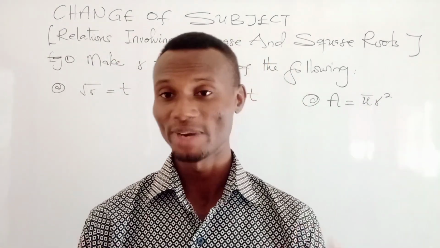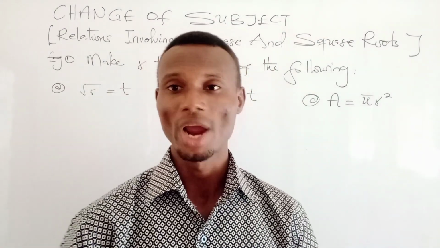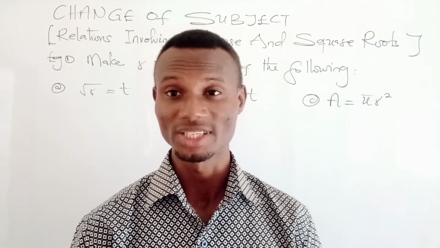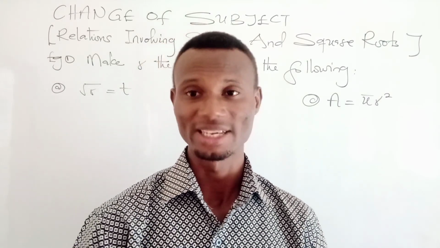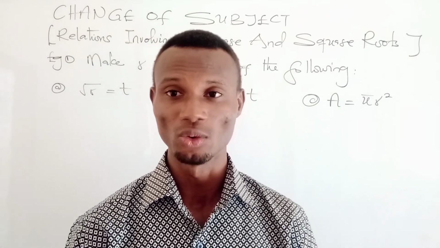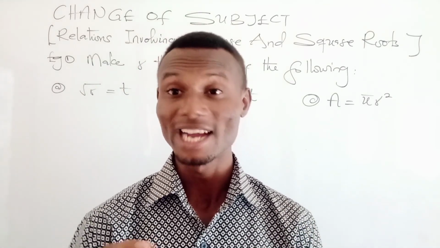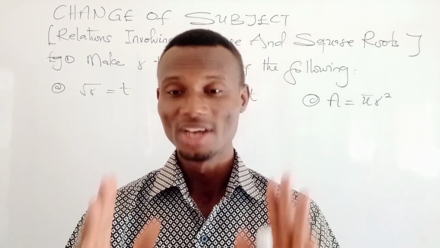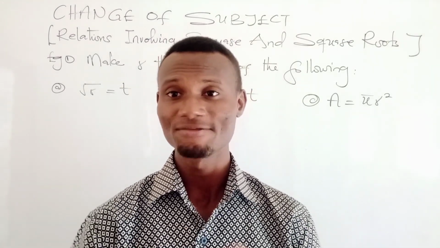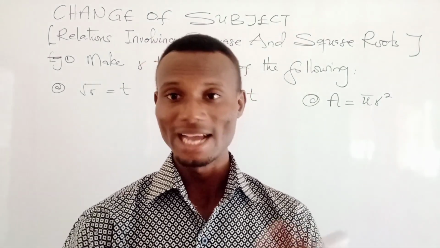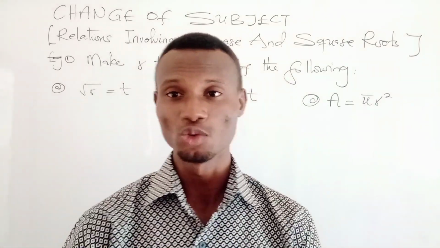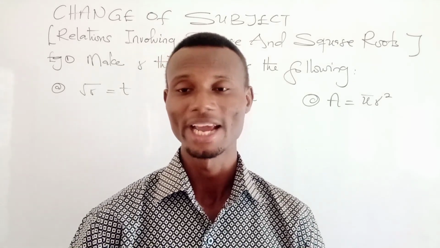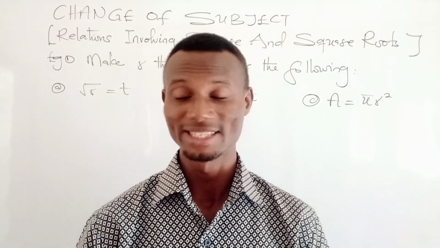And I've explained to you in the previous videos that when you are asked to make a particular variable the subject in a given equation, in simple terms, it means you have to make that variable stand alone. Everything that is attached to that variable, you move it away so that the variable can stand alone in the given equation. And we've solved many examples on it in the previous videos.